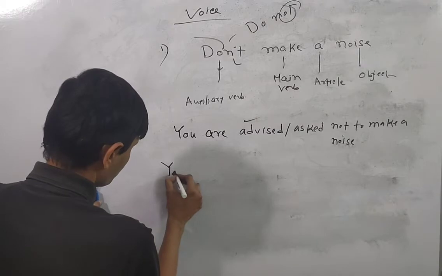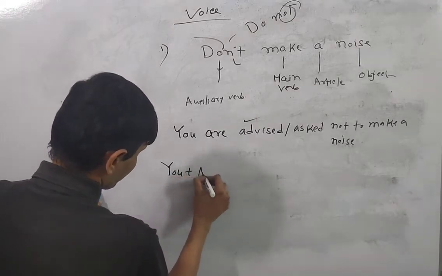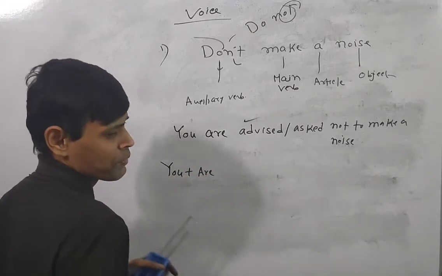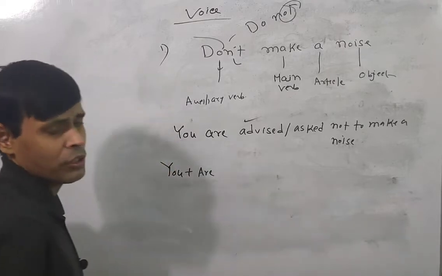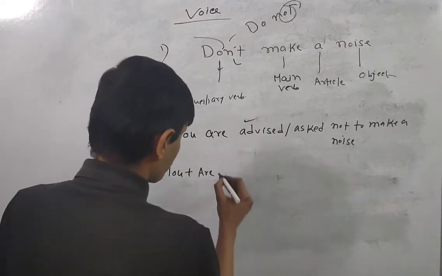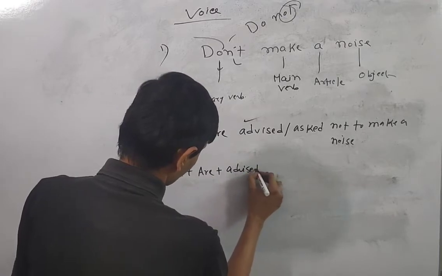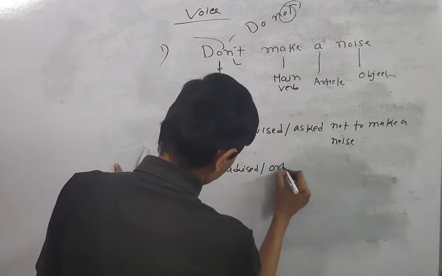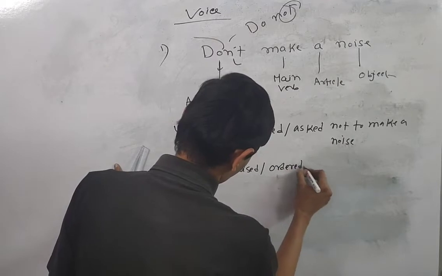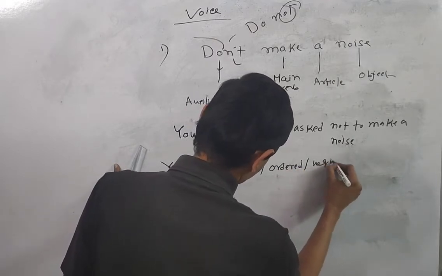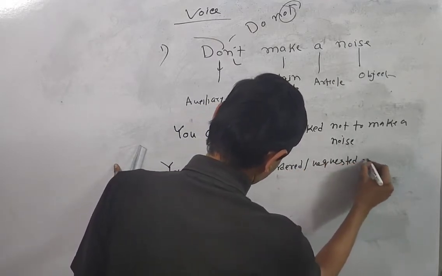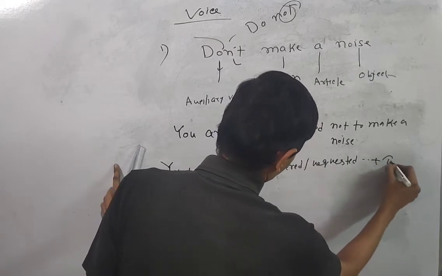You are. Now you have to go for the mood of the sentence, whether it's an advice or order or something like that. Then you have to place it here: either advice or order or requested, etc., etc. Then to and the rest.